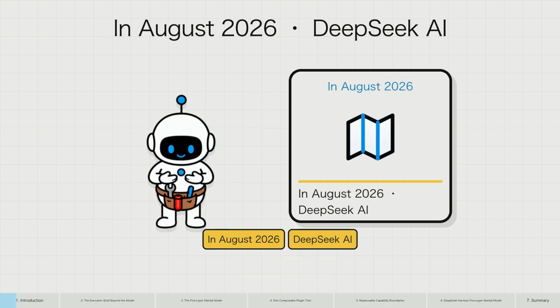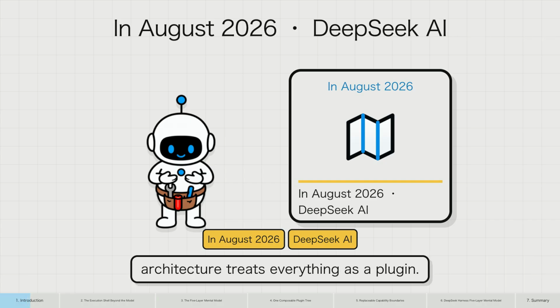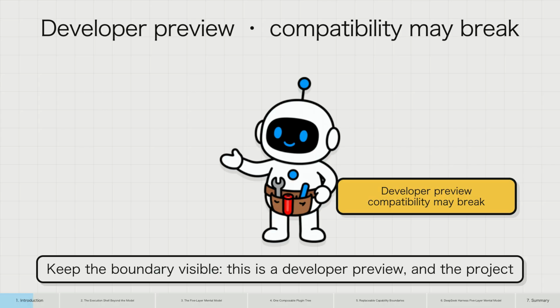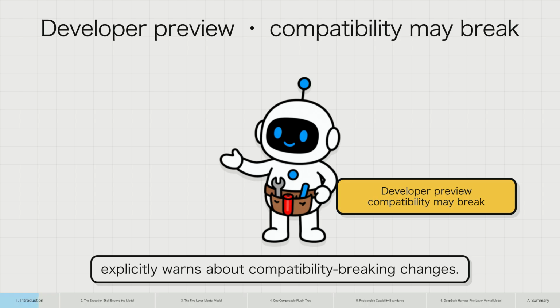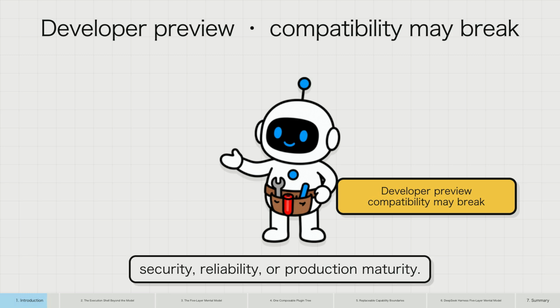In August 2026, DeepSeek AI released DeepSeek Harness DSH v0.1.0 RC7. The official README calls it an open-source agent harness and says its architecture treats everything as a plugin. Keep the boundary visible. This is a developer preview, and the project explicitly warns about compatibility-breaking changes. GitHub attention is a trend signal, not evidence of quality, performance, security, reliability, or production maturity.